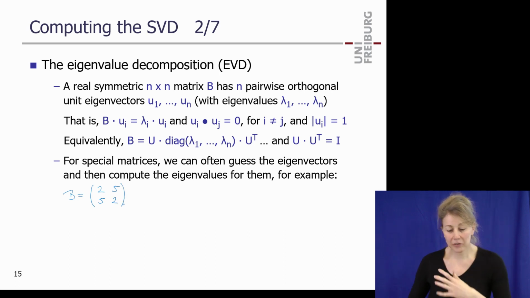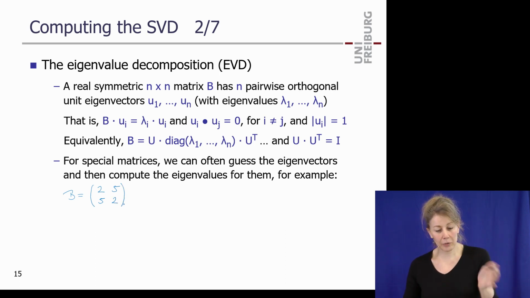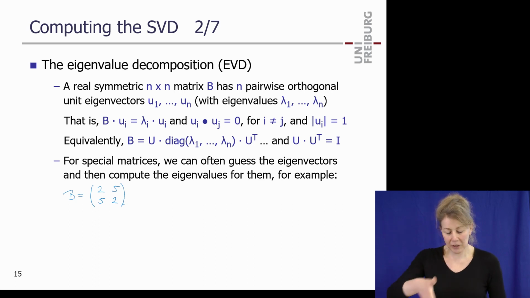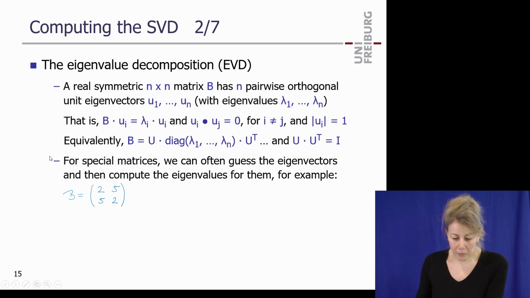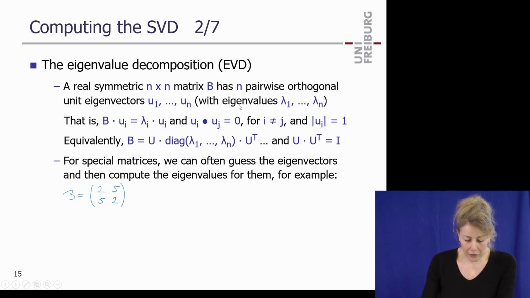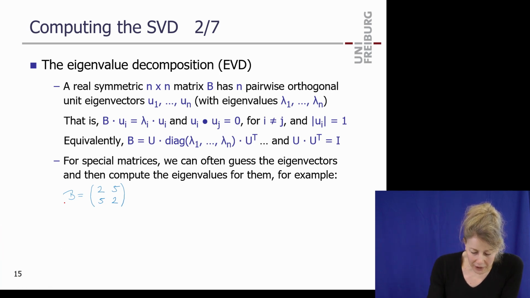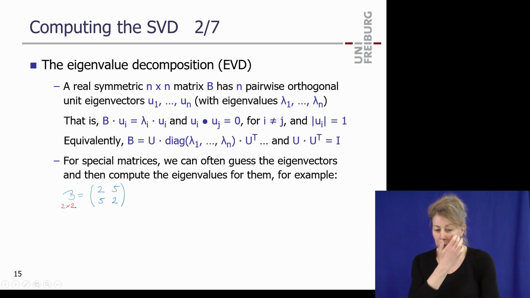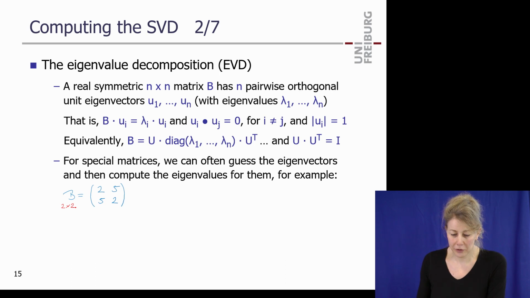This matrix has real values. It's symmetric, which means you can mirror it across the diagonal and it will be the same; when you take the transpose, it's still the same. And this is a 2 by 2 matrix, so n is 2. Let me write this down here. It has 2 eigenvectors which are orthogonal to each other. And how do you compute them?